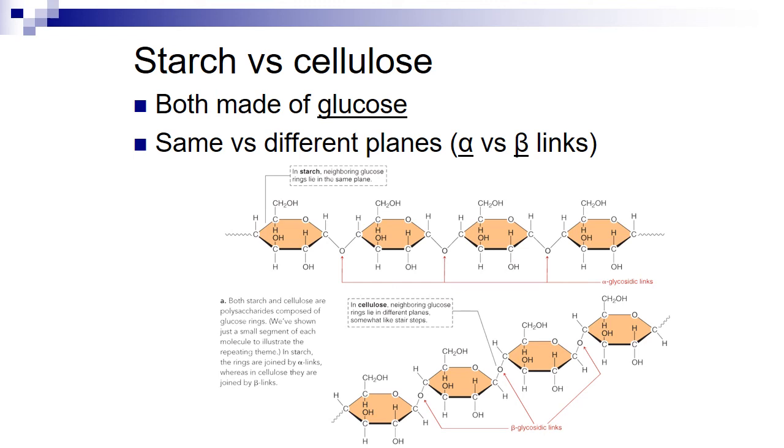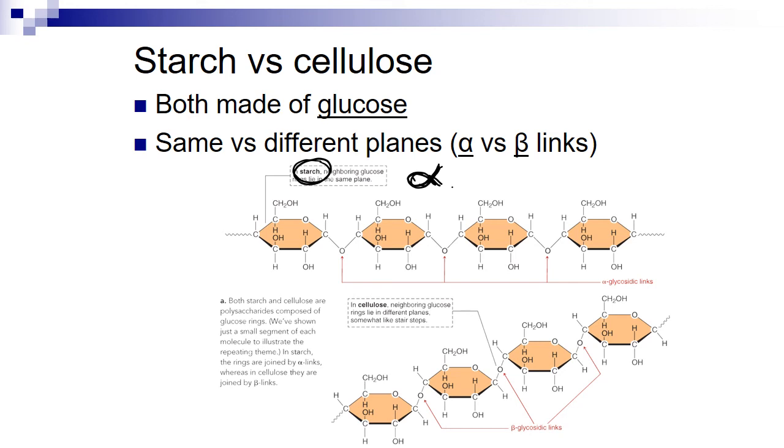So at the top we have starch. So here's our starch. There's starch. Everything's in the same plane. We call that an alpha link. Alpha. There's a little alpha. Now it turns out that starch we can digest and we can absorb. We can use starch to be able to get energy from.